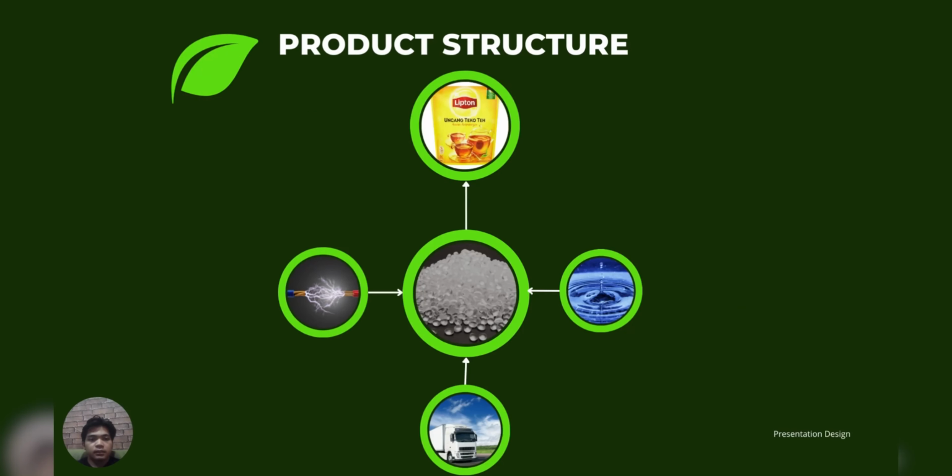Okay, next, product structure. So we can see from this how the plastic packaging of Lipton tea is made. It's made from the combination of polyethylene, water, electricity, and transportation. So from the four elements, it will be the plastic tea packaging.